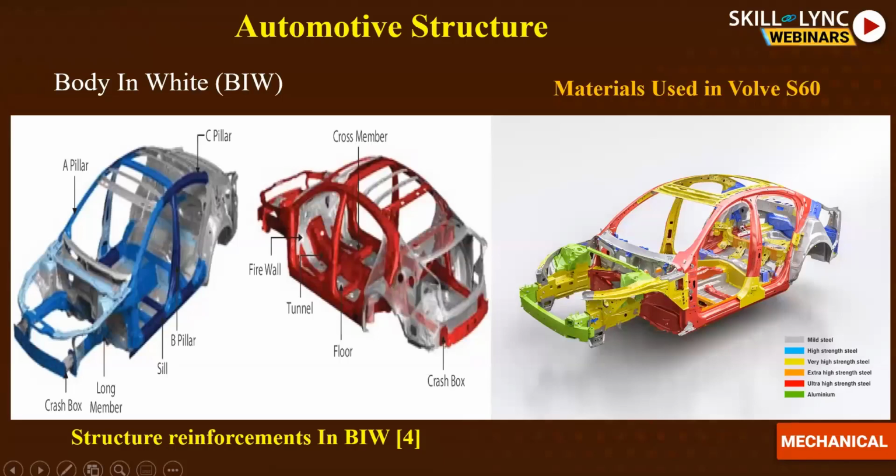It's not a general thing, but basically that is what the used materials are. So I have taken an example of the Volvo S60. Why have I taken the example of Volvo? Because safety of the occupants in crashes basically started with the help of Volvo.